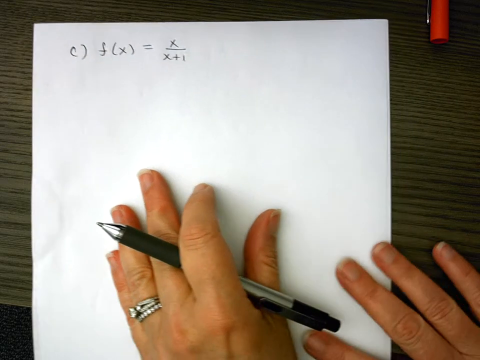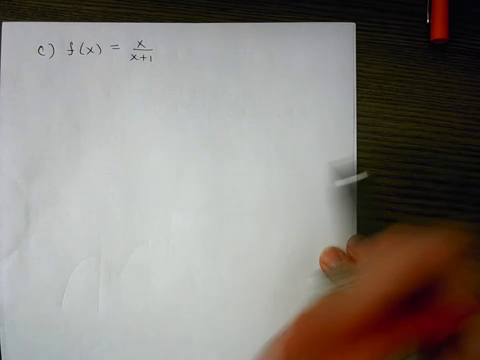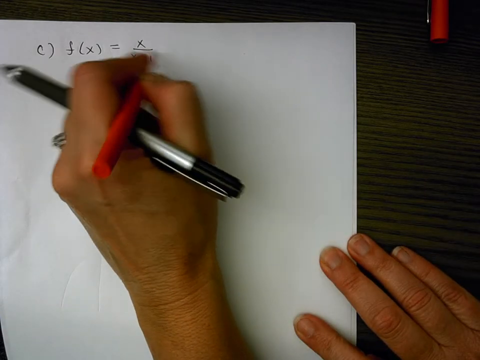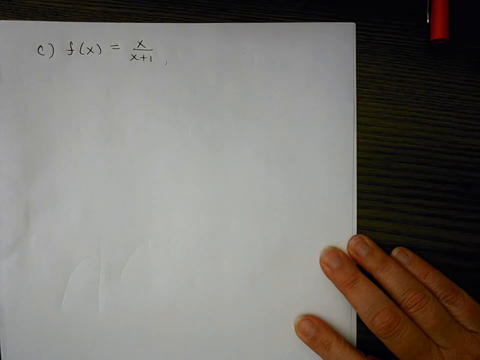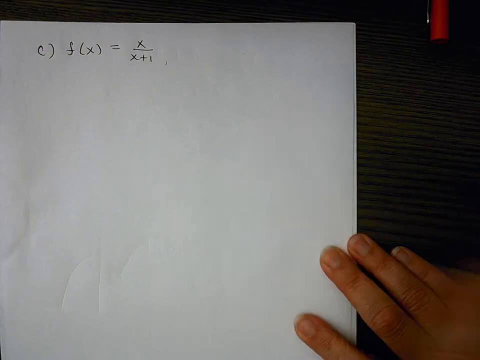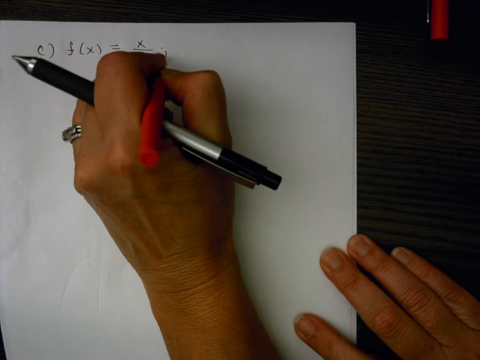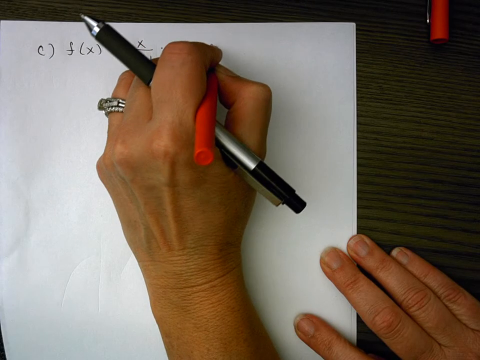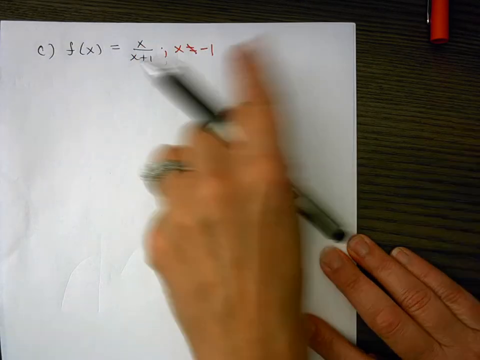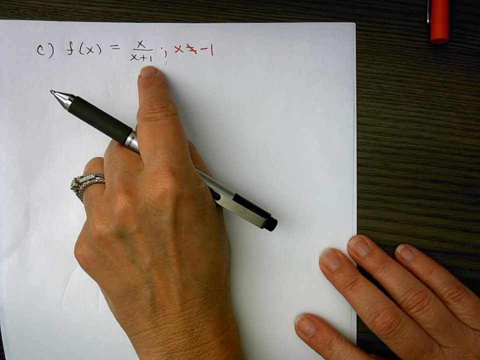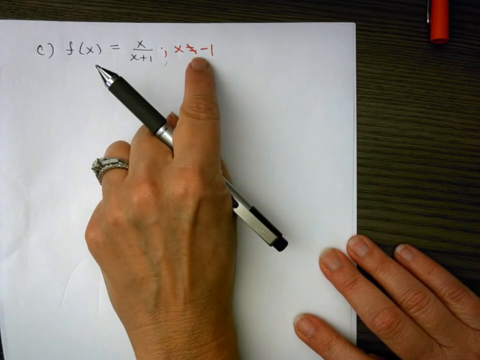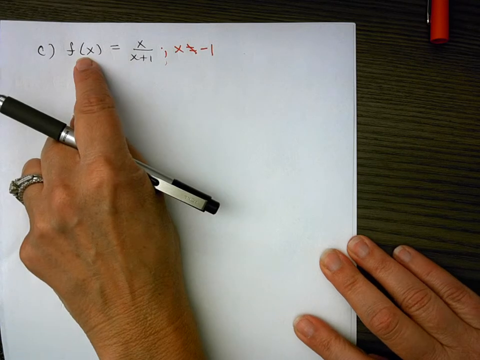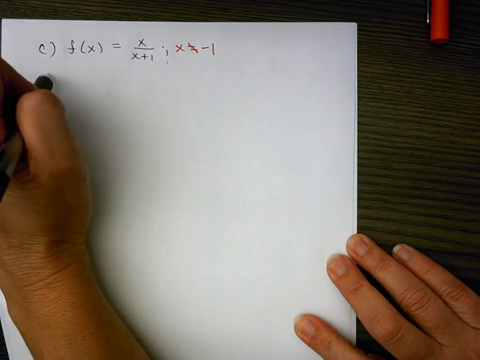Okay, so right off the bat, I should look at my domain here because I don't want to confuse that with a potential critical number. So if I look at this, I would say x cannot equal -1, right? Because if it were equal to -1, that would be undefined in the denominator. So -1 is not even in the domain of f. Okay, all right, so let's go ahead and find the critical number.